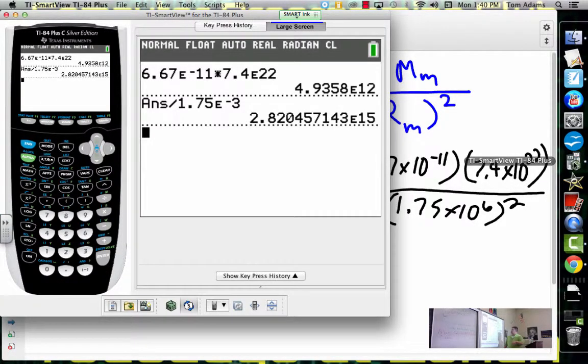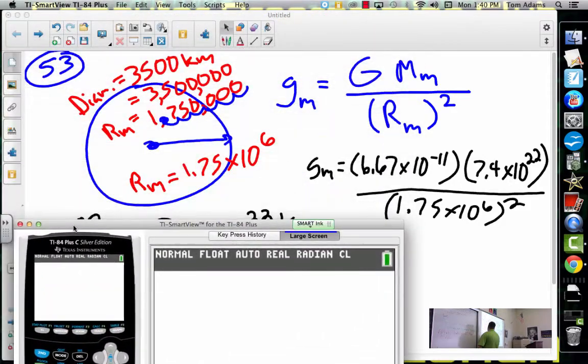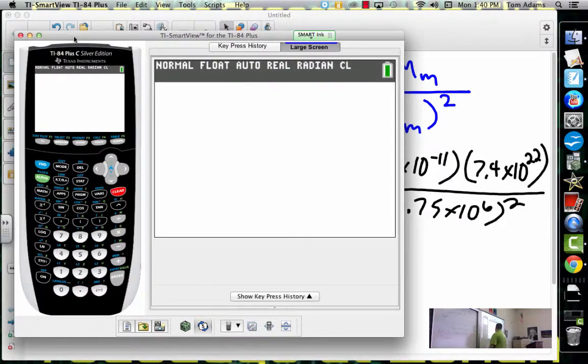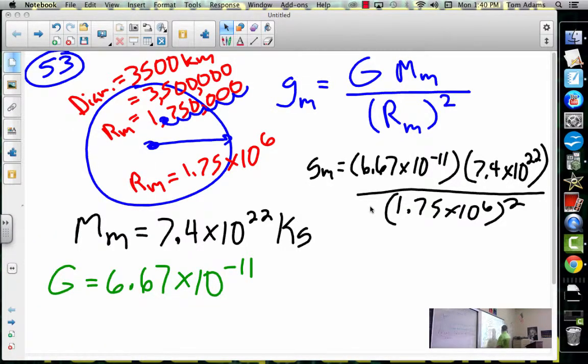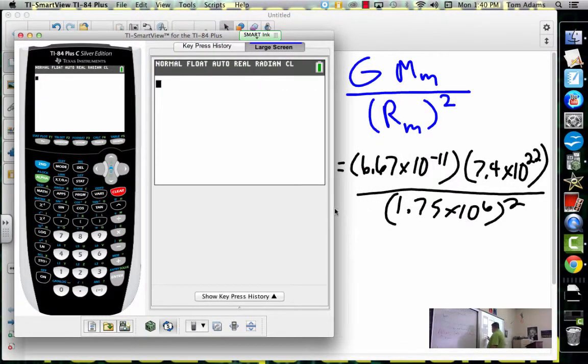All right. Oh, you can see I tried to do it earlier. Let me move this a little bit out of the way so I can see everything. 6.67. Now, if you want to do the times 10 to the whatever, if you hit second comma, you get that little e. Remember, that means the same as times 10 to the whatever.